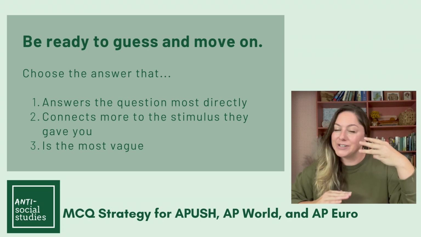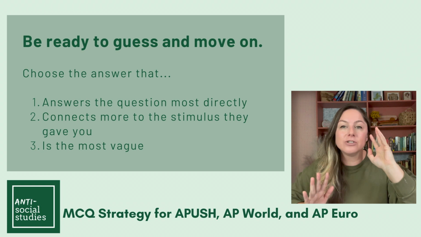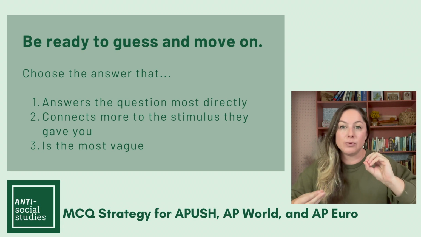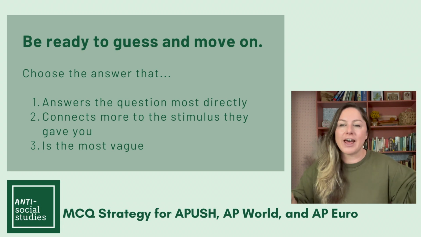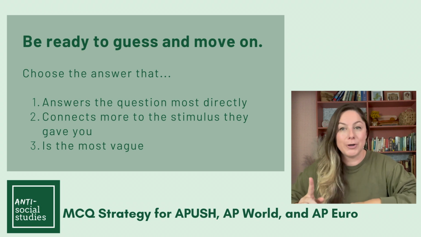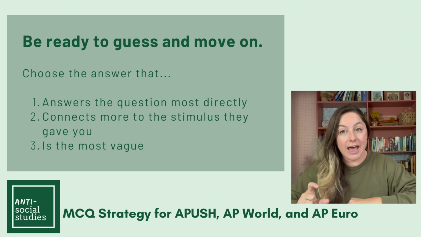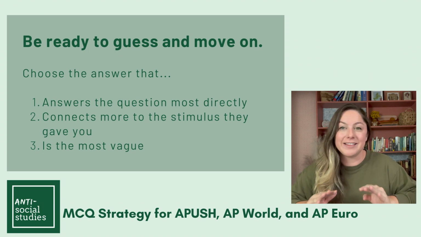And step three, this is your last resort. If you're like, I still genuinely don't know and I just have to guess and move on, rather than just picking your favorite letter and saying, I'm going to pick B for all of them, no, of the answer choices that are left, pick the answer choice that is the most vague. Now, I'm not at all saying that this should be your strategy for every single question. This is your last resort.